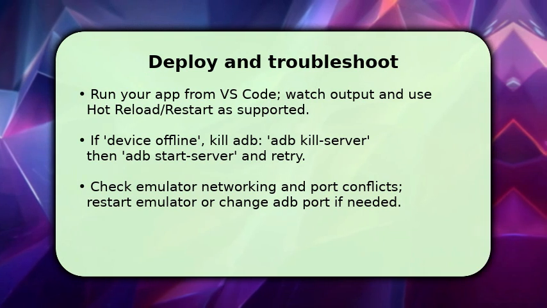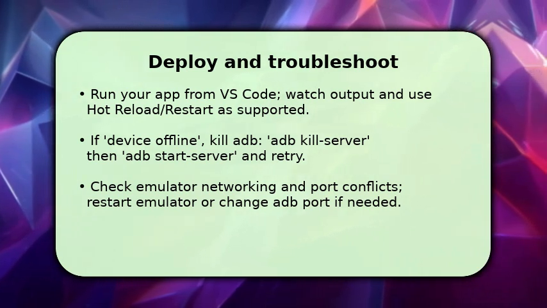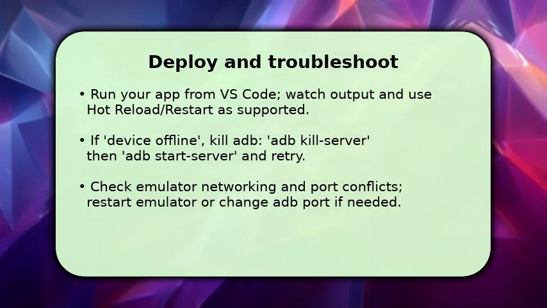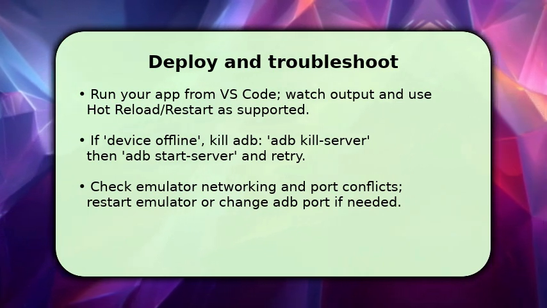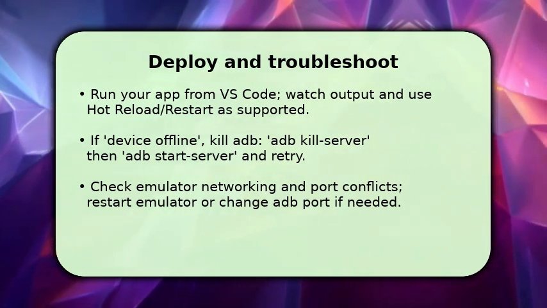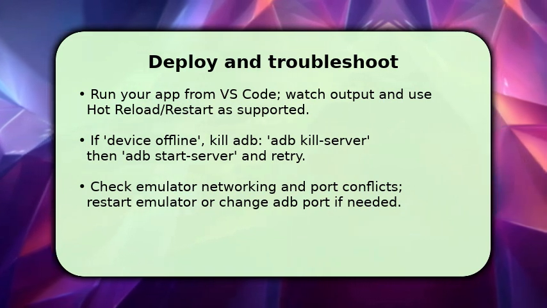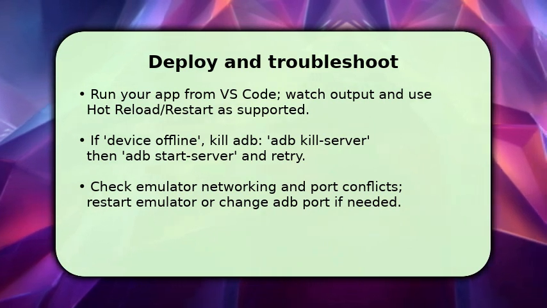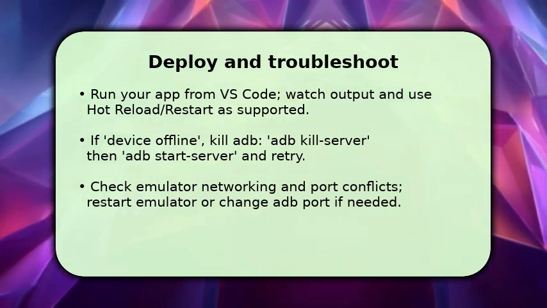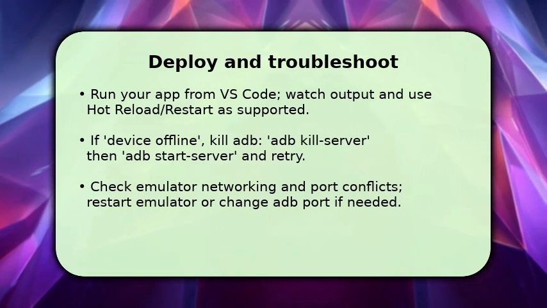If the emulator shows offline or disappears, kill and restart ADB with adb kill-server, then adb start-server, and rerun adb devices. Make sure no firewall or port conflict blocks ADB. If problems persist, restart the emulator. Confirm the correct ADB path in VS Code and retry. This resolves most connectivity hiccups quickly.